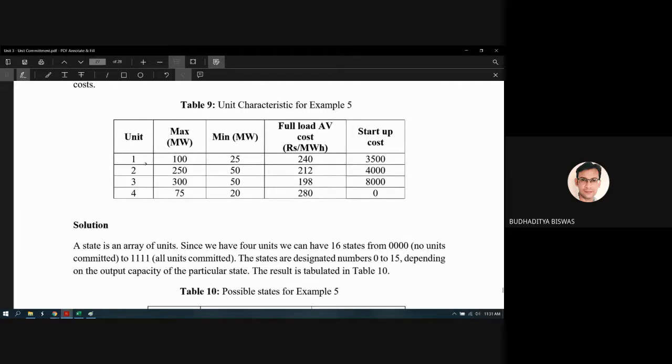So here you see 4 units are there. Unit 1, 2, 3, 4. Their minimum generating capacity, their maximum generating capacity is given. This is the full load average cost. This is also given, and startup cost is also given here. You need to find out this unit commitment schedule.